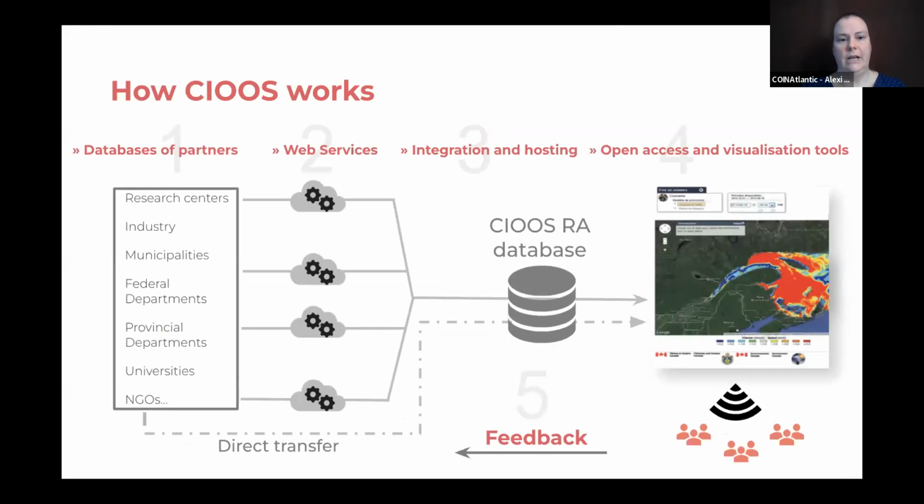And this is just another slide explaining a little bit about how CIOOS works. Essentially we have our partners from different sectors. We have either web services or direct transfer of data into the CIOOS Regional Association database. And then from there, there's access to the data because it's all open data, and also visualization tools.